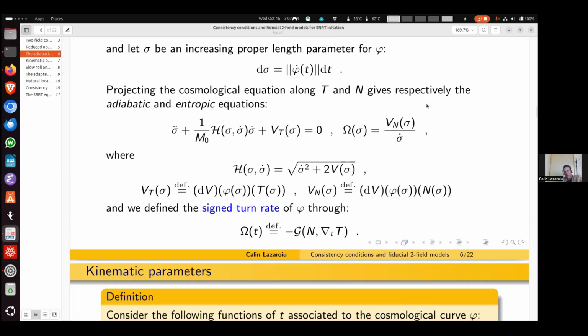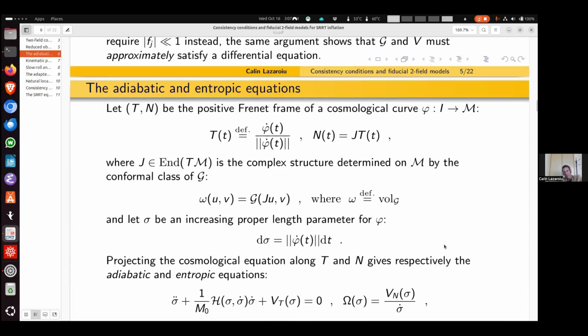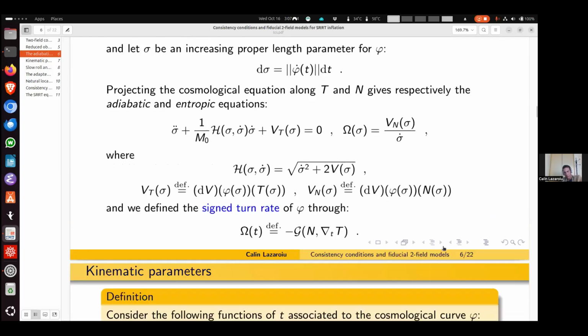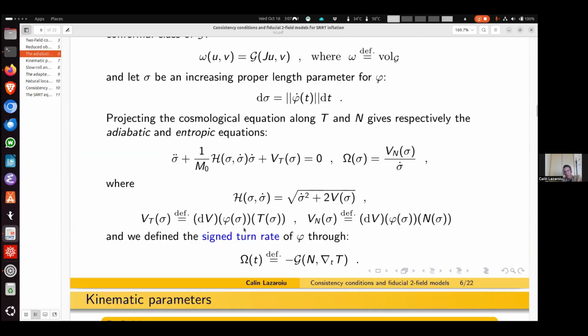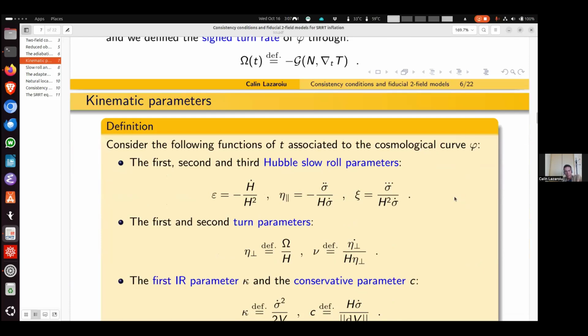So again, going back, these are the so-called adiabatic and entropic equations. They are simply the projections of this cosmological equation along the two directions of this positive Frenet frame, the positive moving frame of a given cosmological curve. Okay. So now, using these two projected equations, you see that it's natural to define certain parameters, which are very standard in multi-field cosmology. So here you have two-field cosmology because you have only two real scalar fields locally.